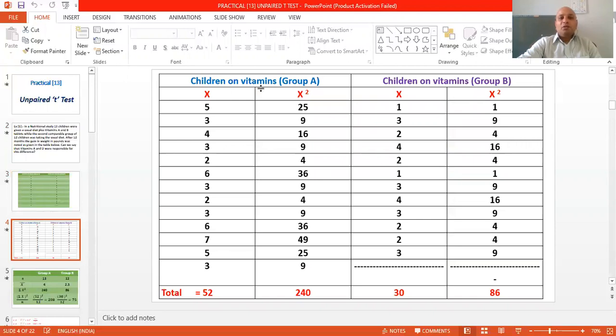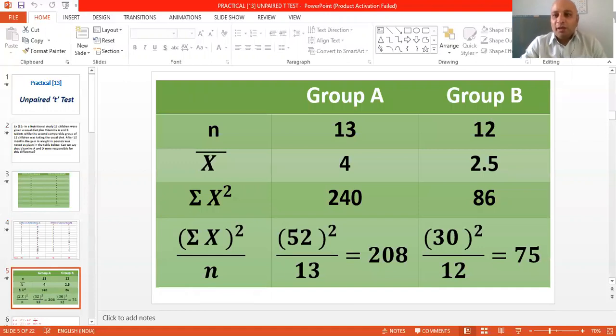Solution: children on vitamin group A, on vitamin group B, x, x square. Total x is 52, x square is 240, and x is 30, and x square is 80. Then for group A, n is equal to 30, x bar is equal to 4, summation x square is equal to 240. Then summation x square upon n is 200. Then group B: 12, 2.5, 86 and 75.